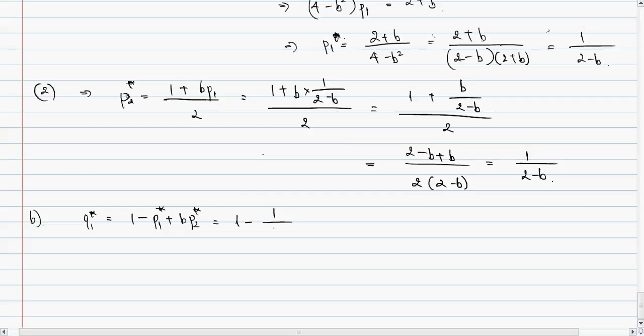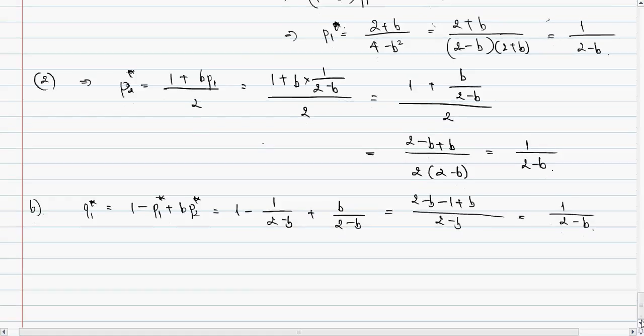So that is 1 divided by 2 minus B plus B multiplied by P2 star, which is 1 on 2 minus B. So if I make 2 minus B the common denominator, I will get 2 minus B minus 1 plus B, and that will just give me 1 divided by 2 minus B. Okay, so similar for Q2 star.